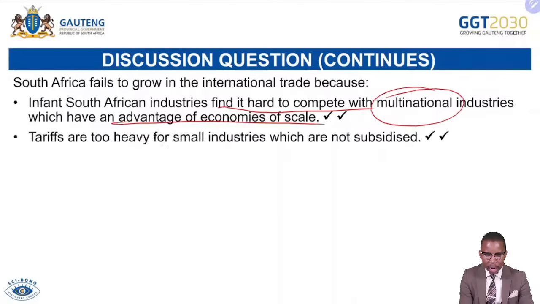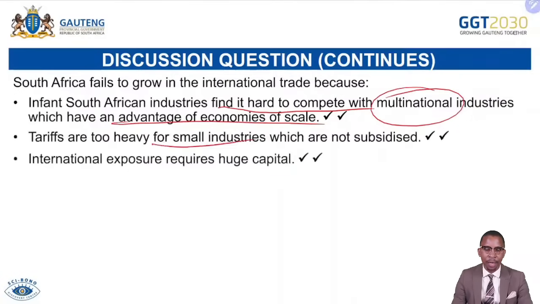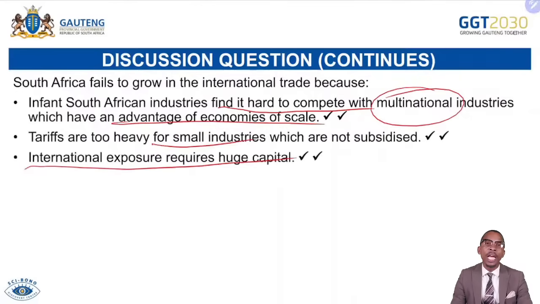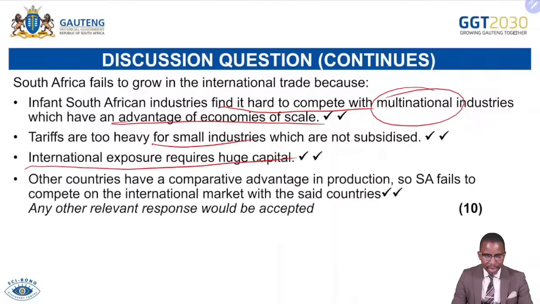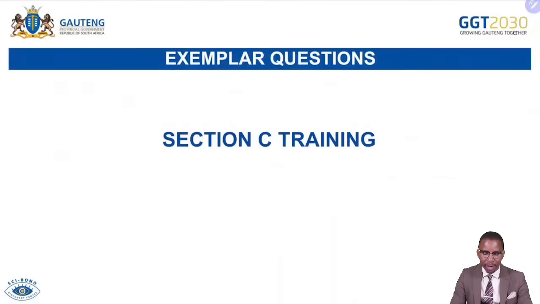Tariffs are too heavy for small industries which are not subsidized. So there are very high tariffs imposed by foreign businesses on our goods that are exported. So we find it difficult to be competitive in the global market. International exposure requires huge capital. So it is difficult for our businesses to expose themselves easily abroad because there must be high capital for marketing and advertising. Other countries have competitive advantage in production, so South Africa fails to compete on the international market with the said countries because they have what we call a competitive advantage. So any other relevant response is accepted here because this is a higher order question which is open for your ideas, but it must be relevant.